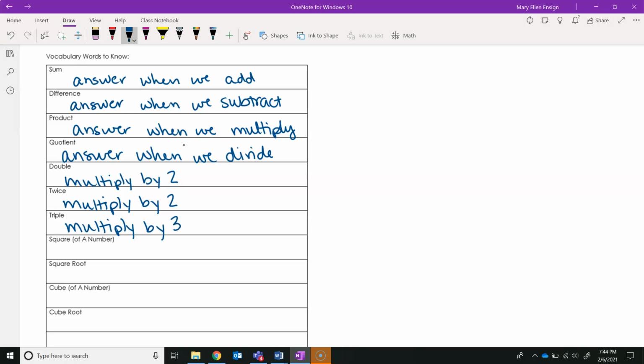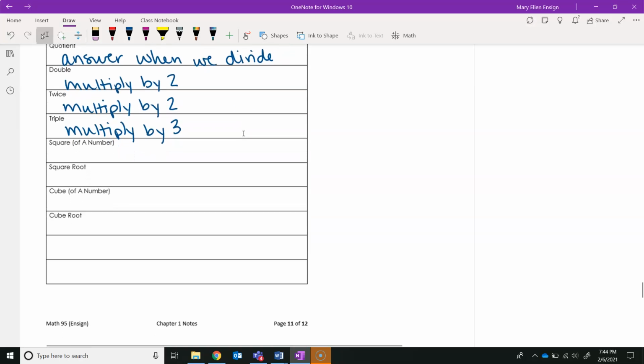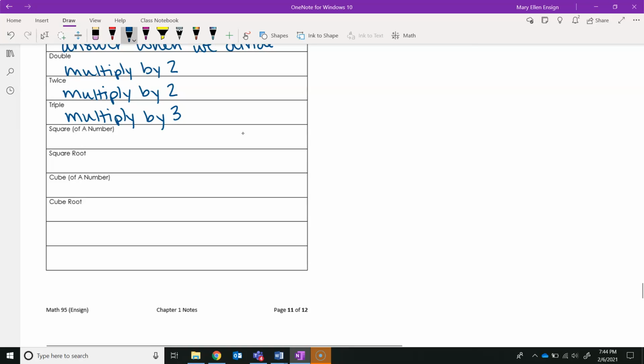Okay, now the next ones are a little bit tricky. People kind of get them confused sometimes. If I have a square of a number or the square root. So if I say, the square root of a number, that's this, right? So the square root of 9, for example, is 3. The square of a number means multiply it by itself. It means to have the exponent.